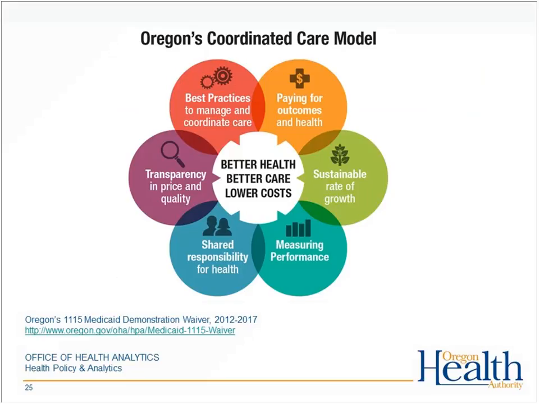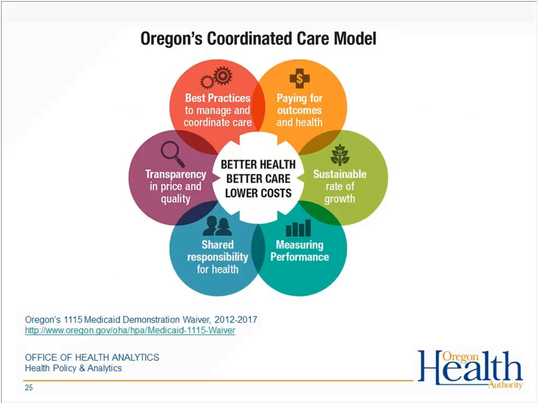Next slide. So just a little bit of background on Oregon's coordinated care model. This is part of our health system transformation efforts as part of our 1115 demonstration waiver that we started in 2012. We moved about 90% of our Medicaid enrollees from a managed care structure into our coordinated care structure, where we have a single contract with an organization to provide physical, dental, and mental health under a single contract on a global budget. And these are some of the key principles of our model.